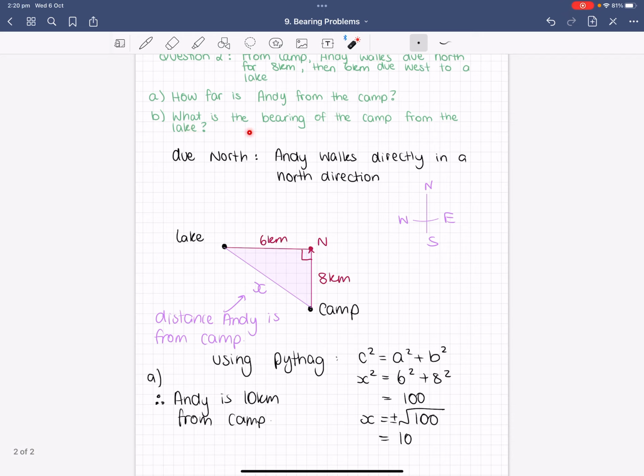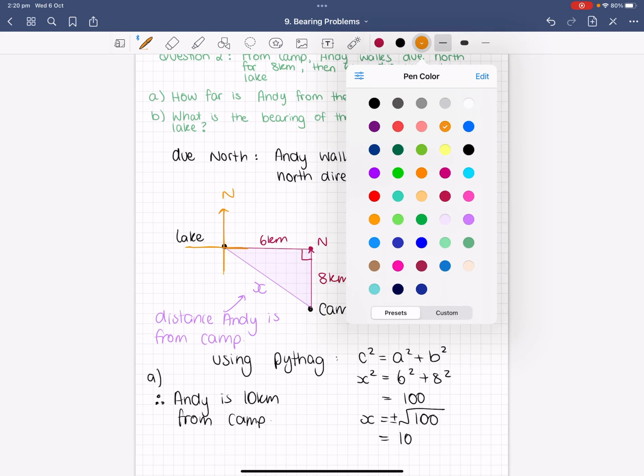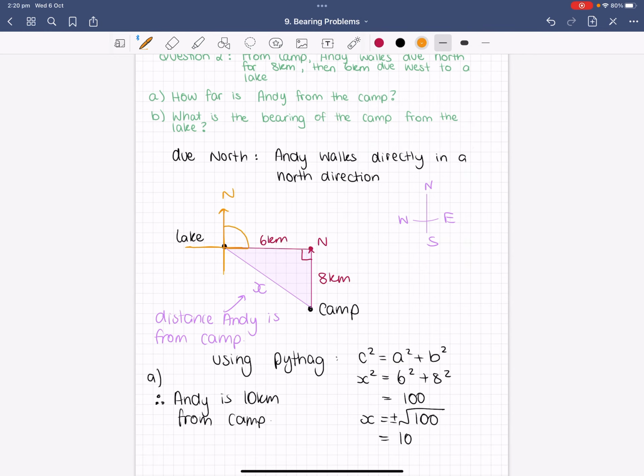Part B is, what is the bearing of the camp from the lake? So remember, we're talking about from, that's where we're going to draw our compass rose. Because we're going from the lake, here's our lake, we're going to draw a compass rose bang on our lake. A bit thicker. And we want to know what is the bearing of the camp from the lake. So we want this angle in there. That'll give us the bearing.